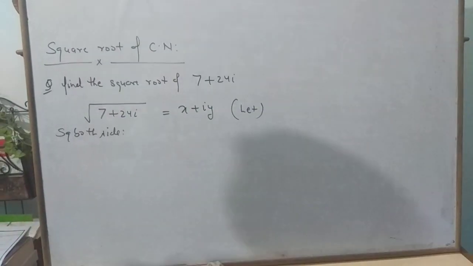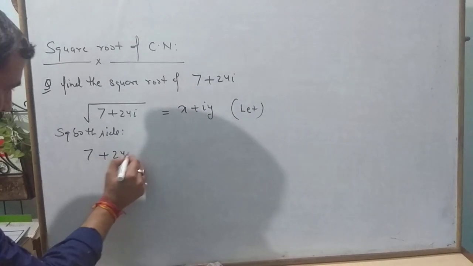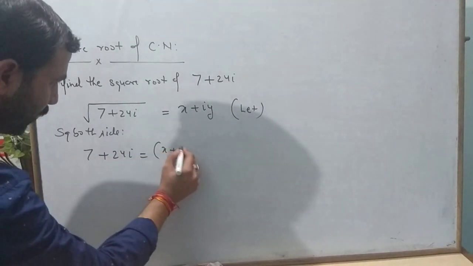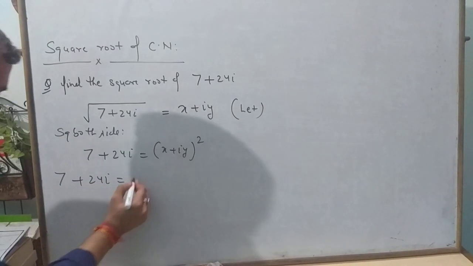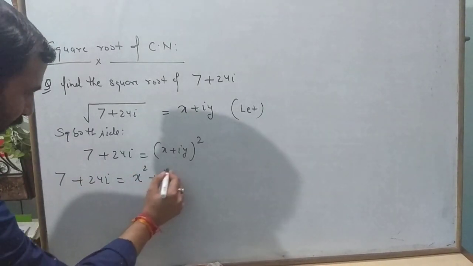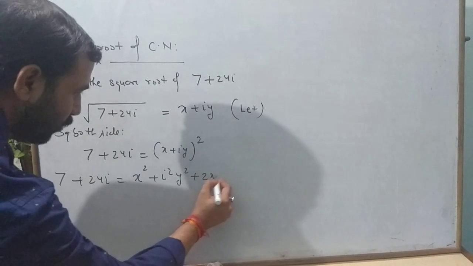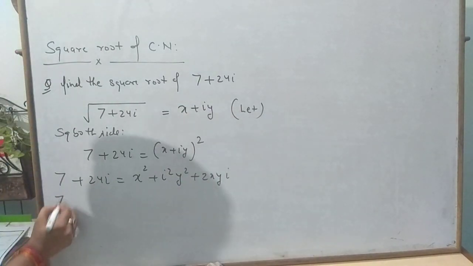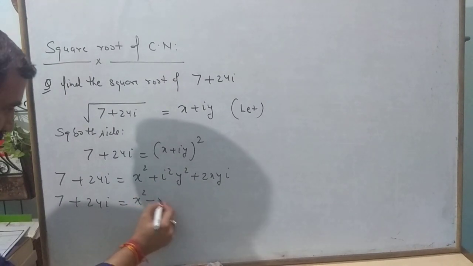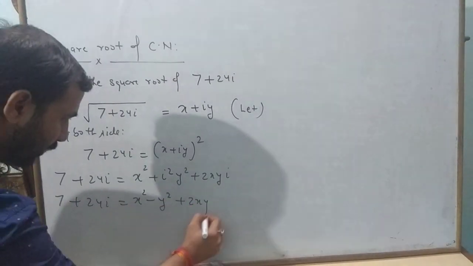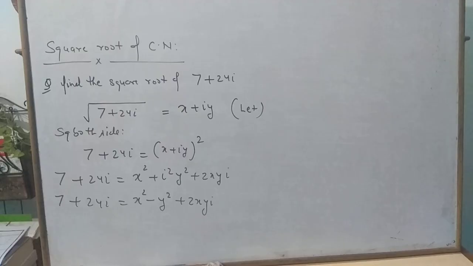Then squaring both sides, it becomes 7 plus 24i equals x plus iy whole square. So 7 plus 24i, expand: x square, i square y square, plus 2xyi. 7 plus 24i, you know i square is minus 1, plus 2xy. After simplifying, again the same concept.